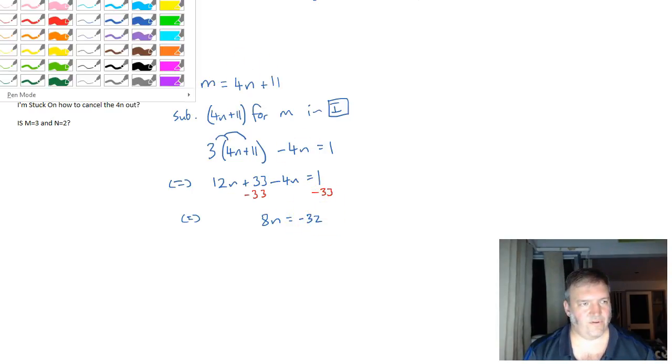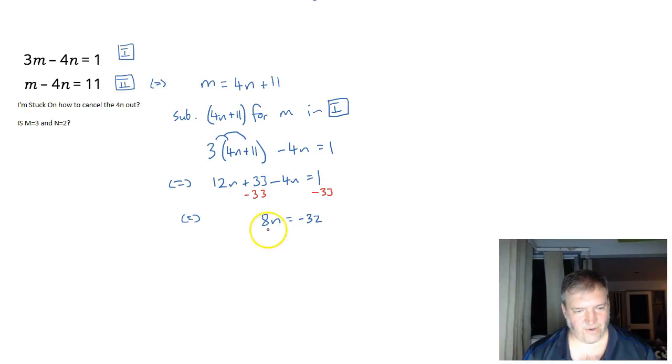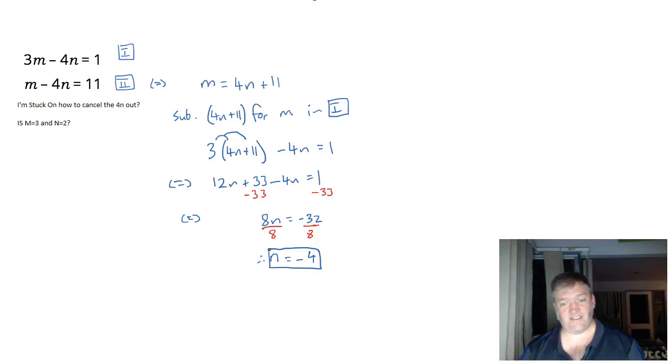What's left to do? Well, I don't want 8n, do I? I just want to know n. Opposite of multiplying by 8, divide by 8. There we go. Oh, that made it nice and easy. So now on the left hand side I've got n, and on the right hand side negative 32 divided by 8. Well, a negative divided by a positive is a negative. How many 8s go into 32? You got it, 4. So I've solved for one variable. Am I finished?